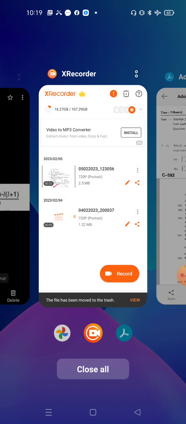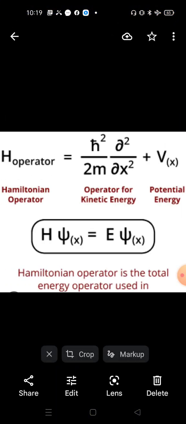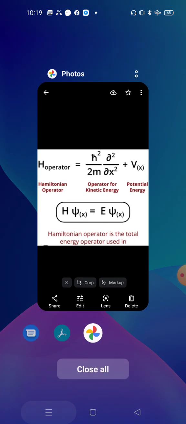So basically, Hamiltonian operator is the sum of kinetic energy operator and potential energy. This Hamiltonian operator gives the total energy of the quantum mechanical system, and we write down the Schrodinger equation like H psi is equal to E psi. E is total energy, which is the sum of kinetic energy and potential energy. So this was Hamiltonian operator and its significance.